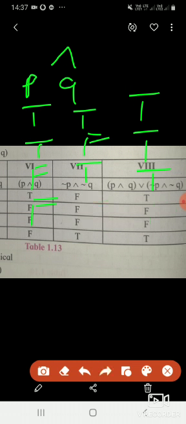So the sixth and seventh columns, the OR condition we are going to apply. True and false, it is true. False, false, false. Both are false, false. False and true, true. Now the right hand side value also we have found out.